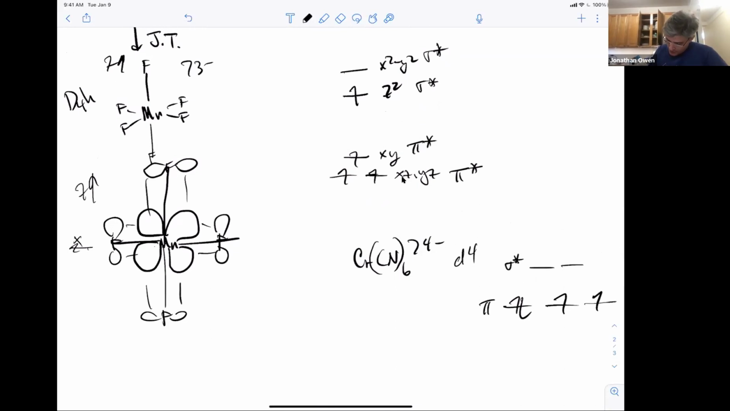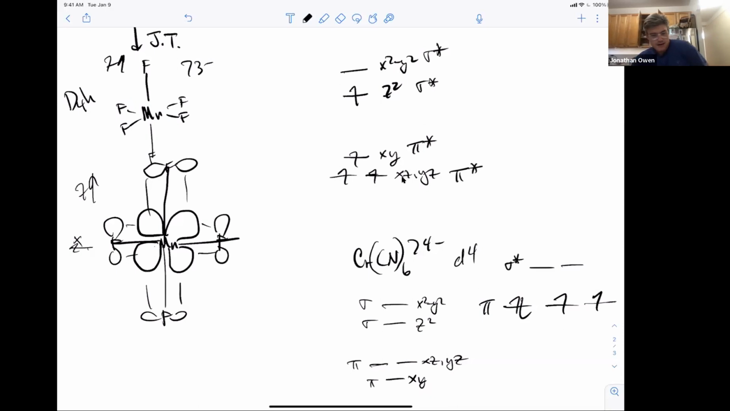But this time you're going to have XY on the bottom and XZ and YZ this way. And then the sigma orbitals are going to be the same, x squared minus y squared and, sorry, not XY, Z squared. Where these are sigma, sigma, pi, and pi. So we don't get the same splitting this time, right? Now XY is below XZ and YZ.